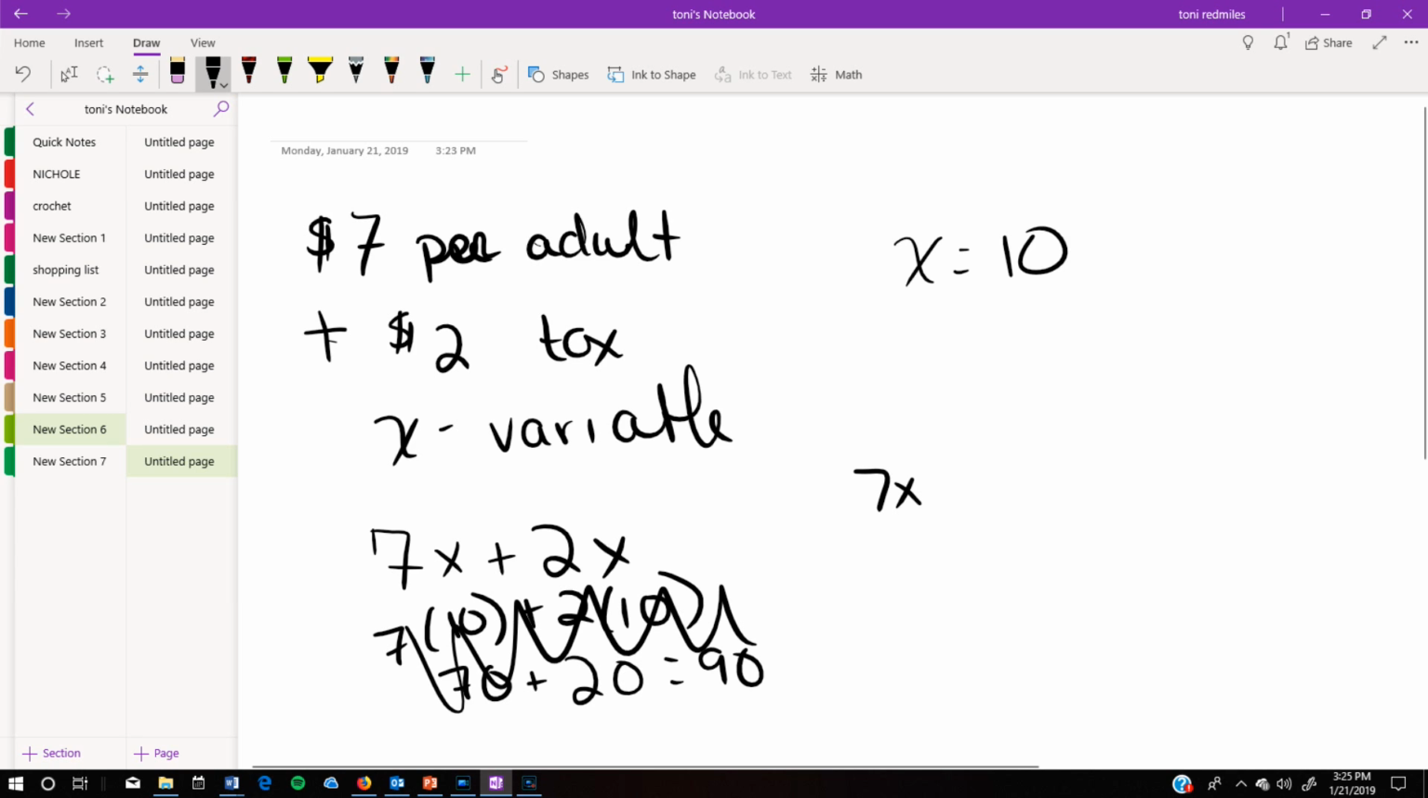I'm going to have to take 7 times the amount of tickets I purchased, 2 times the amount of tickets I purchased. They happen to be like terms, so 9x. And that makes sense because if it's $7 a ticket plus $2 for tax, I'm really paying $9 a ticket, right? So I multiply that by the unknown amount of tickets I'm going to buy, and this is my expression.